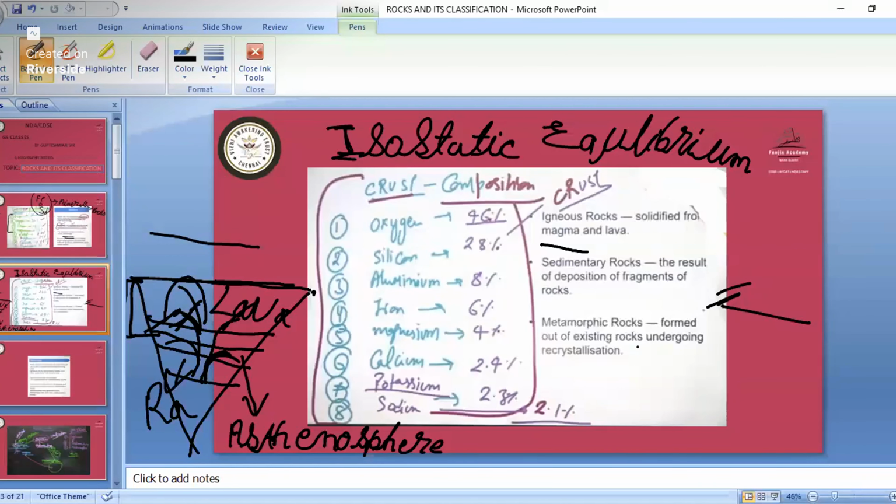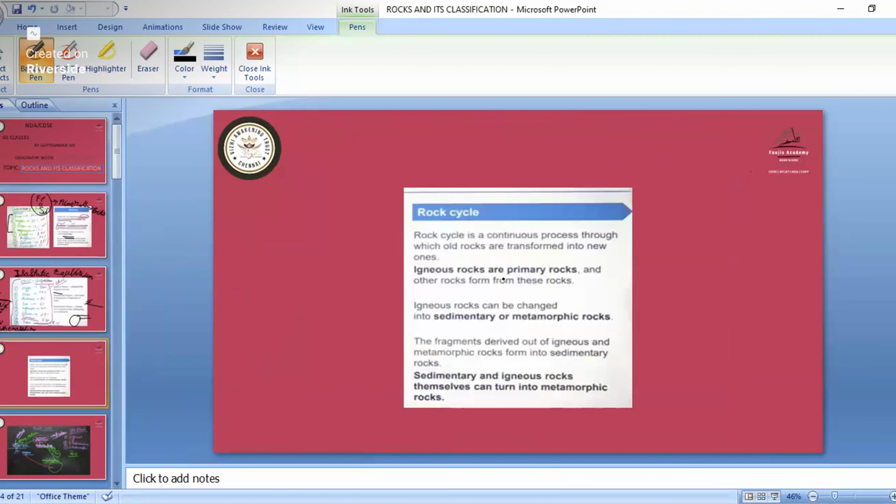And metamorphic rocks are formed out of existing rock undergoing recrystallization. That means, suppose there is some wind action. If wind is coming, it takes some small particles and places them in one part. Those particles are from both the igneous and sedimentary rocks. When they settle down at some place, those rocks are known as metamorphic rocks. So metamorphic rock is formed from both igneous and sedimentary rocks, and sedimentary rock is formed from igneous rocks.